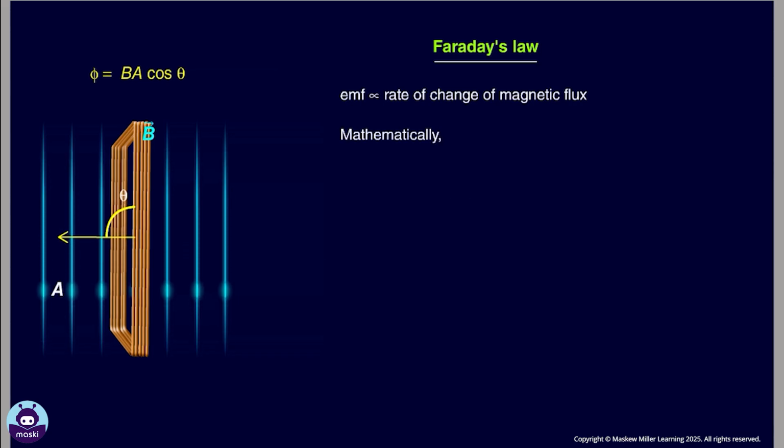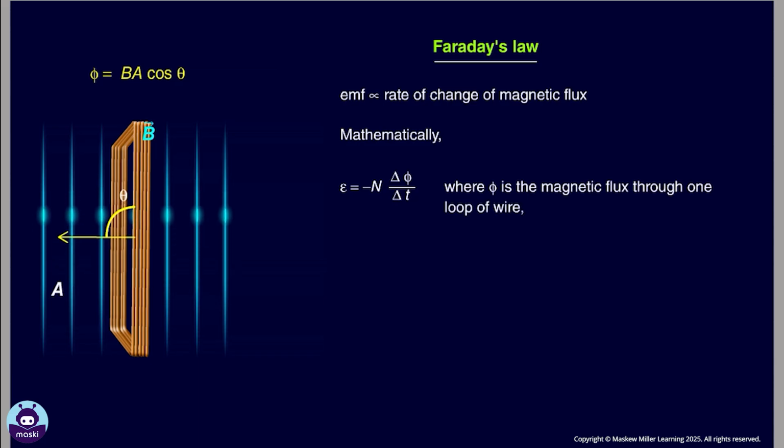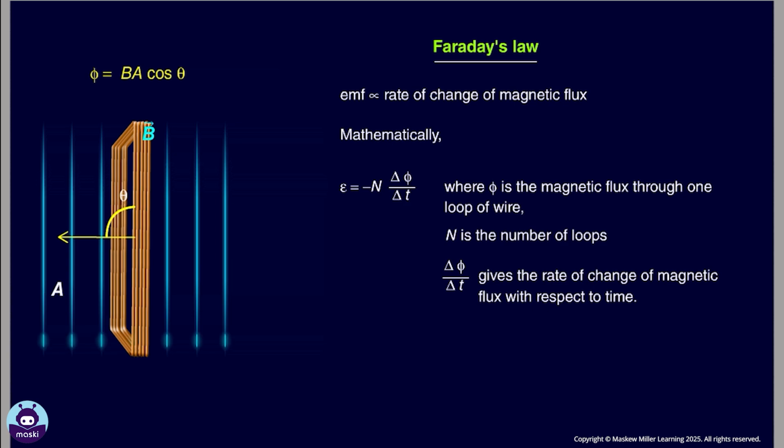Mathematically, the law can be expressed by the equation EMF epsilon equals -n times delta phi over delta t, where phi is the magnetic flux through one loop of wire, n is the number of loops, and delta phi over delta t gives the rate of change of magnetic flux with respect to time. The minus sign in the equation indicates that the induced EMF opposes the change in magnetic flux.